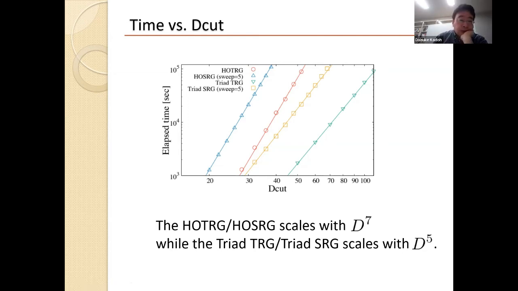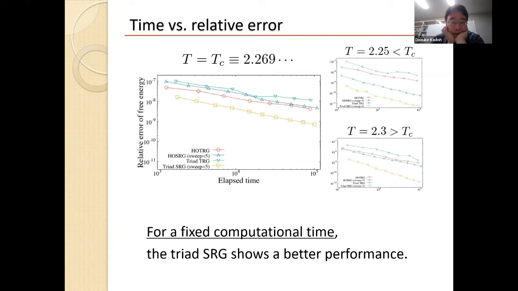And this figure shows the relative error of free energy against computational time. For fixed computational time, the triad SRG shows the best performance. So the SRG method effectively works with the triad TRG method.